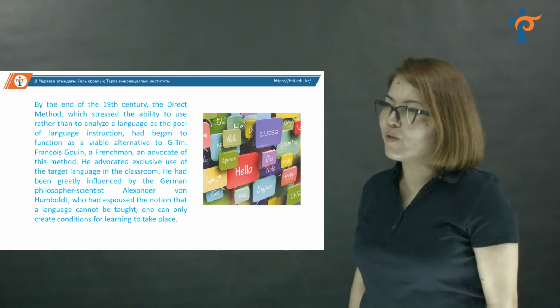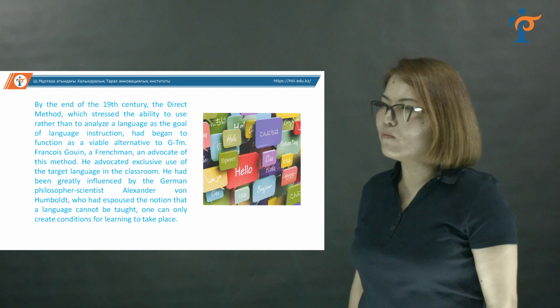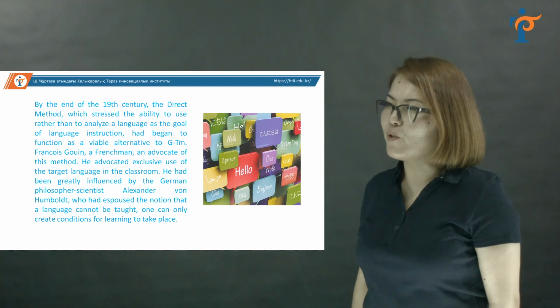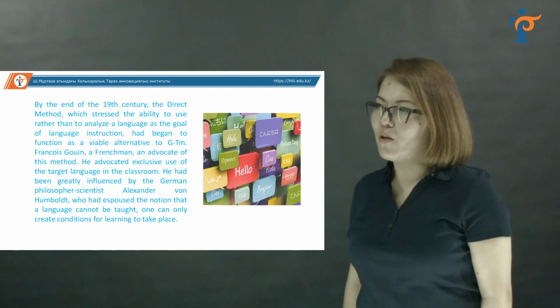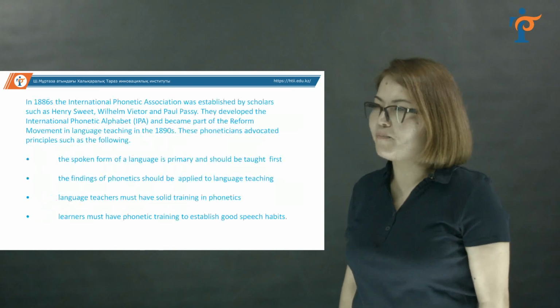He had been greatly influenced by the German philosopher-scientist Wilhelm von Humboldt, who had espoused the notion that language cannot be taught. One can only create conditions for learning to take place.